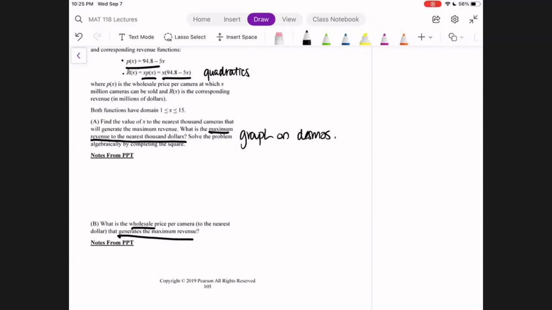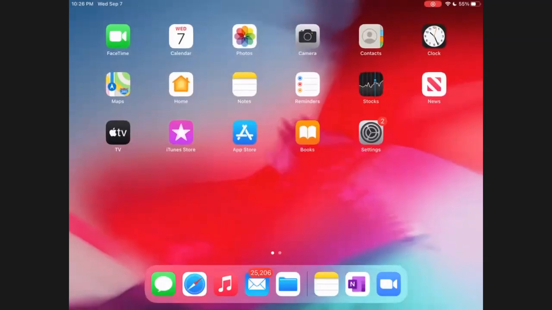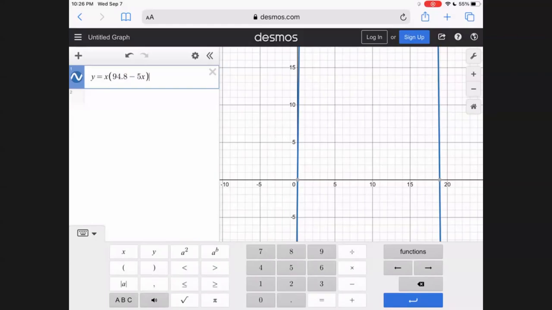Okay, so let's figure out what that would be. So the max revenue happens when x equals what value? So let's look at that graph. Okay, so y equals x parentheses 94.8 minus 5x. And you might think, oh boy, it's hard for me to see it. I see 2 lines. So what you want to do is we need to modify it a bit.